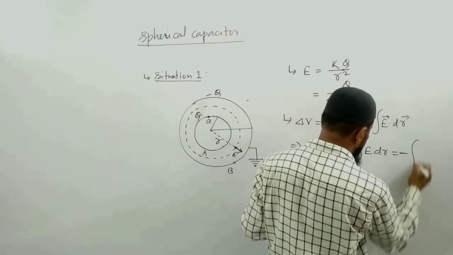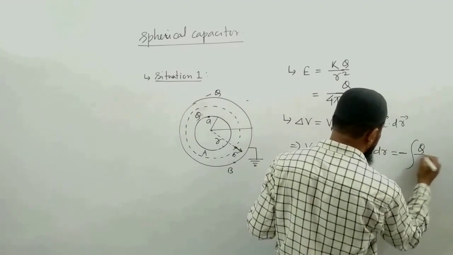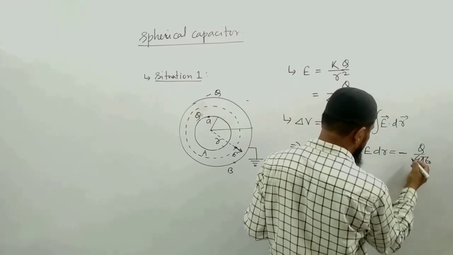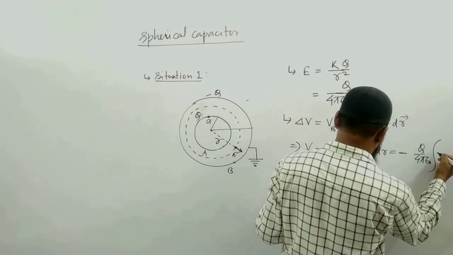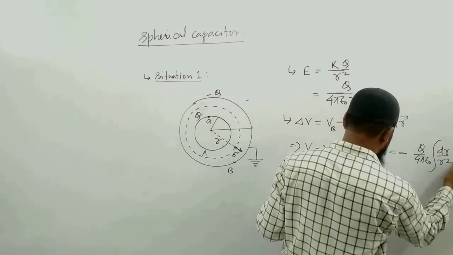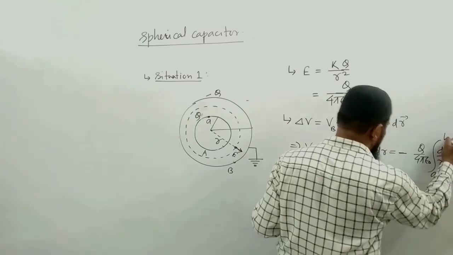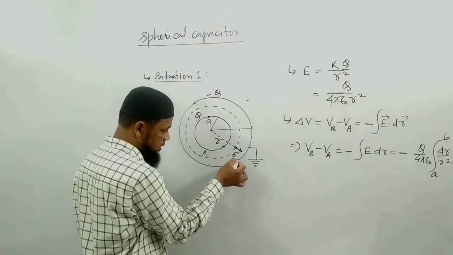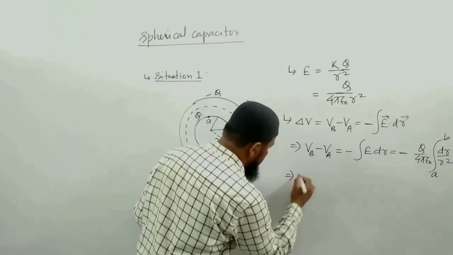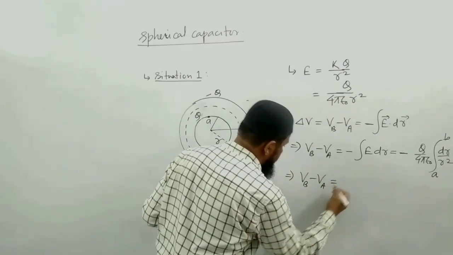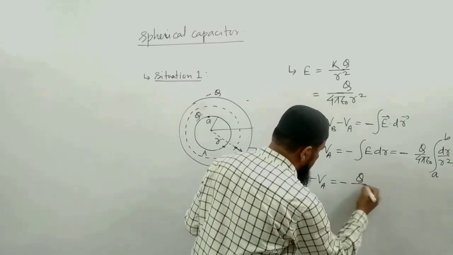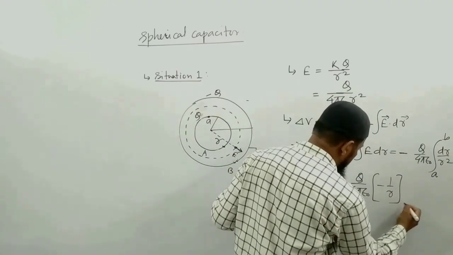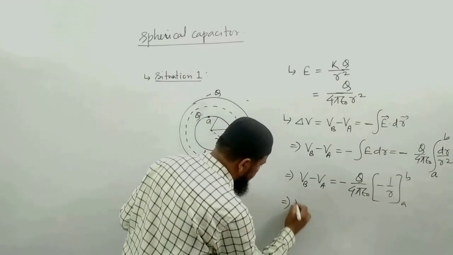And how much is E? E is Q divided by 4 pi epsilon naught r square. I can take the constant out, leaving the integral of dr divided by r square, and r is going from A to B. We want the potential difference between this surface and this surface, so here r is A and here r is B. So VB minus VA is equal to minus Q divided by 4 pi epsilon naught, integration of 1 by r square, which is minus 1 by r, from A to B.